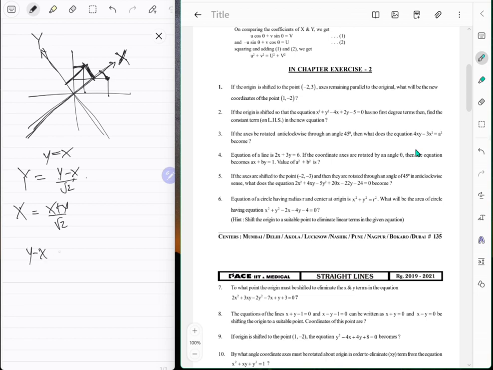So y minus x equals square root 2 capital Y, and y plus x equals square root 2 capital X. Add these up, it should be 2y equals square root 2 of X plus Y. So y is (capital X plus capital Y) upon square root 2. And x, when you subtract, is going to be (capital X minus capital Y) upon square root 2.